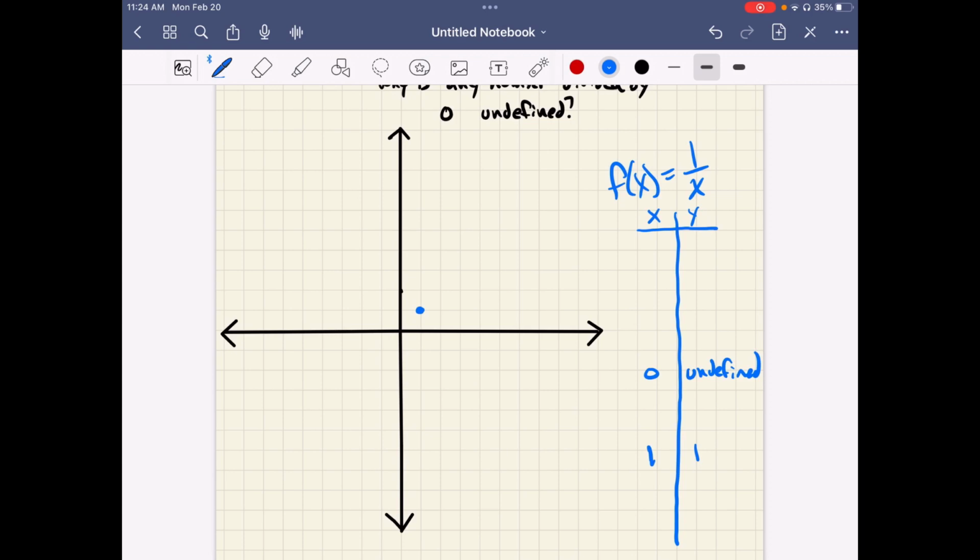If I were to go to another one, let's say 2, if I plug in a 2 for my x value, you would notice I get the y value of 1/2. And if I plugged in a 3, we would get 1/3, and for a 10, I'm going to make a jump here, I would get 1/10. So now let's go plot those points, and let's start to notice what's happening here.